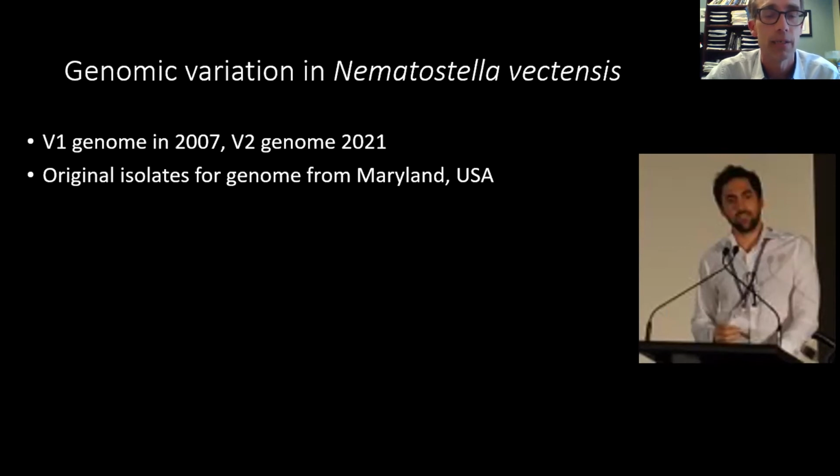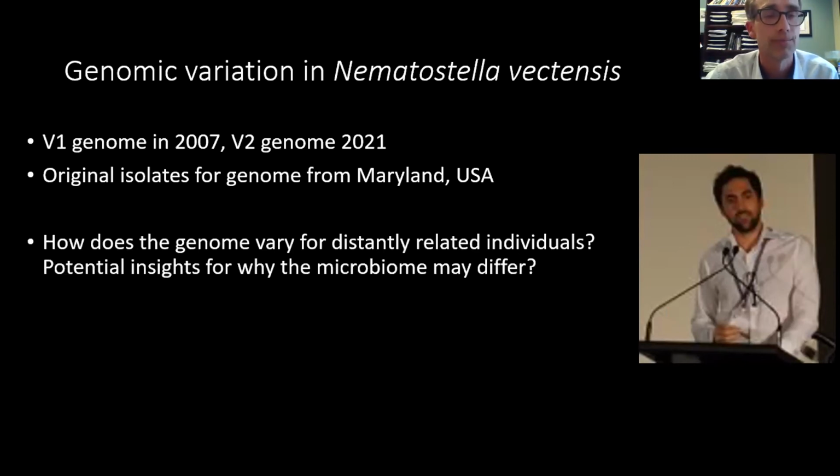It was highly fragmented, of course. It was done by Sanger sequencing. And then a V2 genome is unpublished, but is available within our research community just this year. And this original isolate came from Maryland, so sort of latitudinal intermediate for their geographic range.